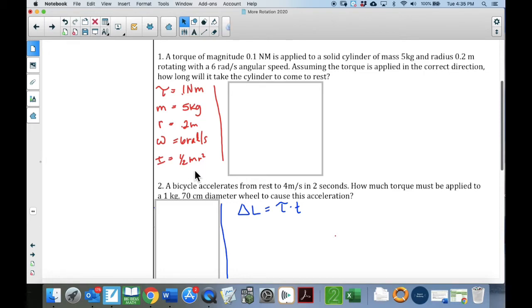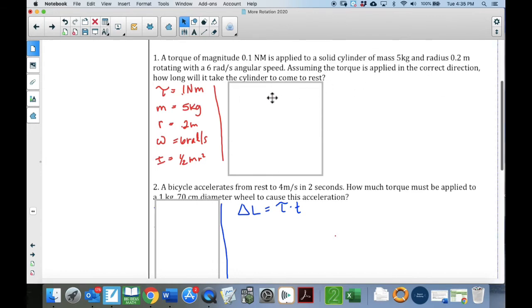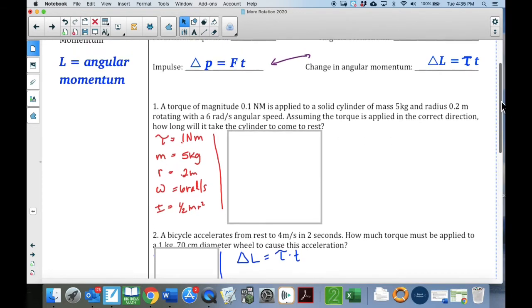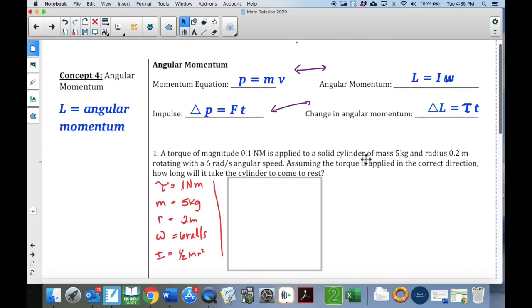The reason it's 1/2 mr squared is it is a solid cylinder, and so when we have a solid cylinder, this is the equation we use. You don't have to memorize that. Okay, the question is asking how long will it take? So we need to solve for time. So if we take a look at our equations, we need to figure out which equation we could use to solve for time, given that we know all this stuff.